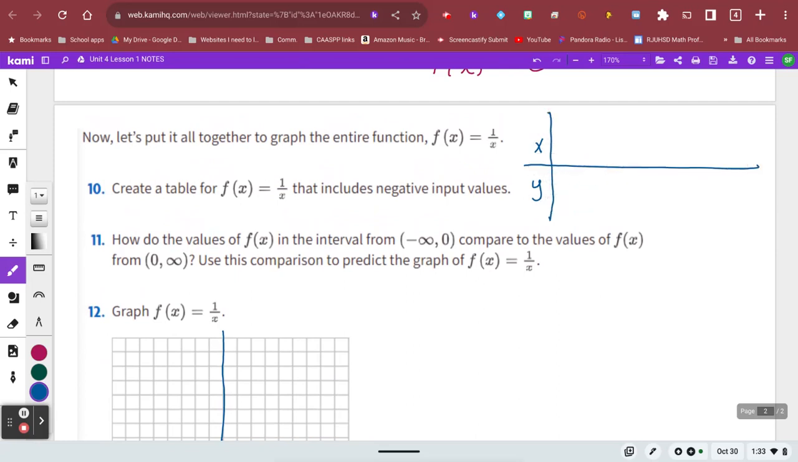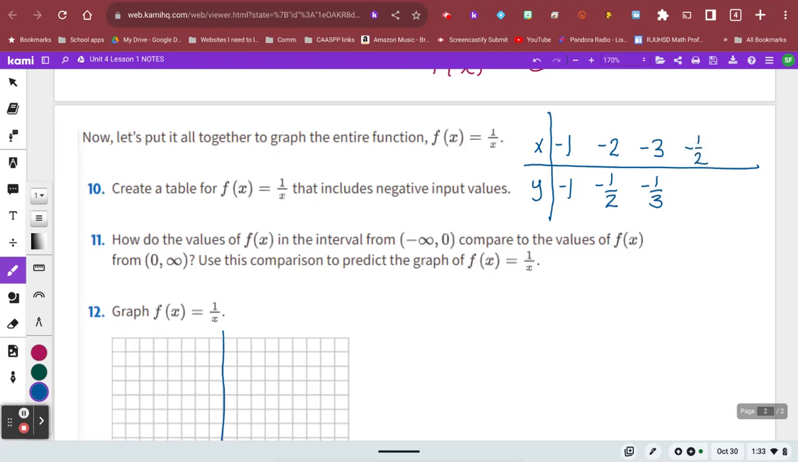And I'm going to say if X is -1, then I'm going to get -1. If X is -2, it's going to give me -1/2. If X was -3, it would give me -1/3. But what if I had -1/2?